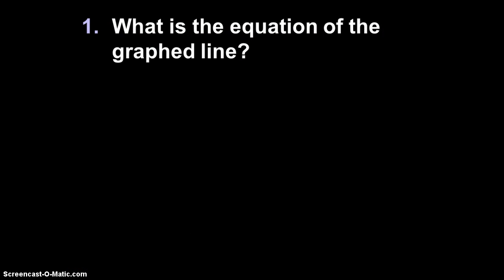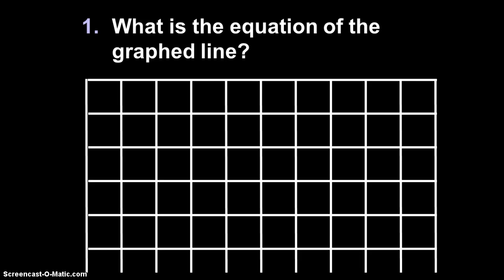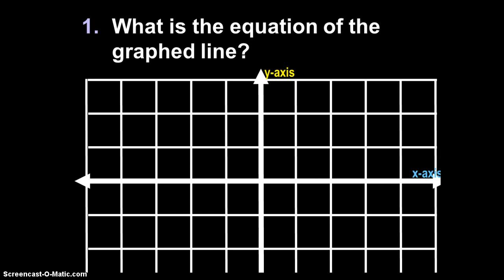Okay, what is the equation of the graphed line? Let's look at the graph. A little bit of the graph is not on my screen, but you will see it. So this is the y-axis, this is the x-axis. These are our points on the y-axis: positive 1, positive 2, negative 1, negative 2. And these are our points on the x-axis: 1, 2, 3, 4 on the right side, and on the left side: negative 1, negative 2, negative 3, negative 4.